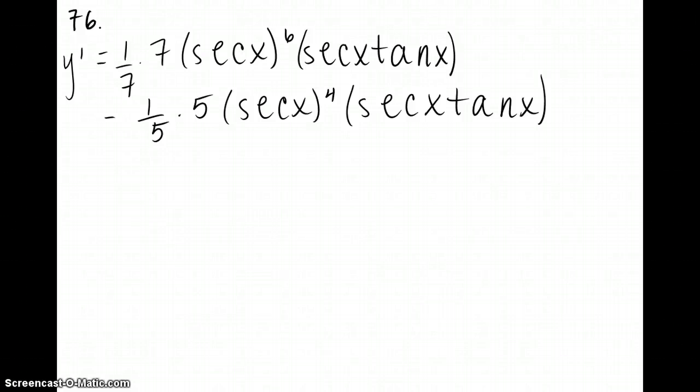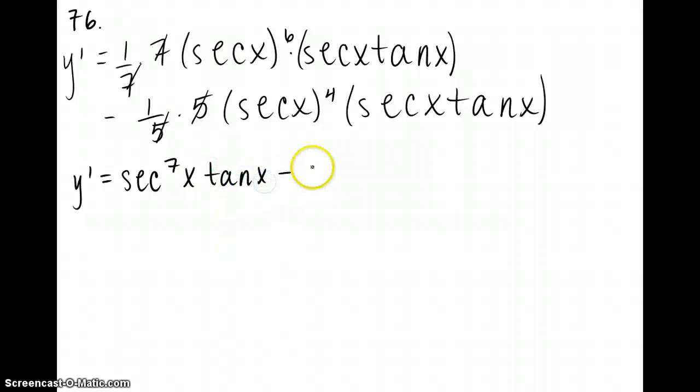So this is what we left number 76 with. Using the chain rule with product and then the derivative of secant for both terms. So now 7 divided by 7 cancels, 5 divided by 5 cancels. So now that we're multiplying secant to the 6th of x times secant, that would give us secant to the 7th of x tan x minus secant to the 5th of x tangent x.